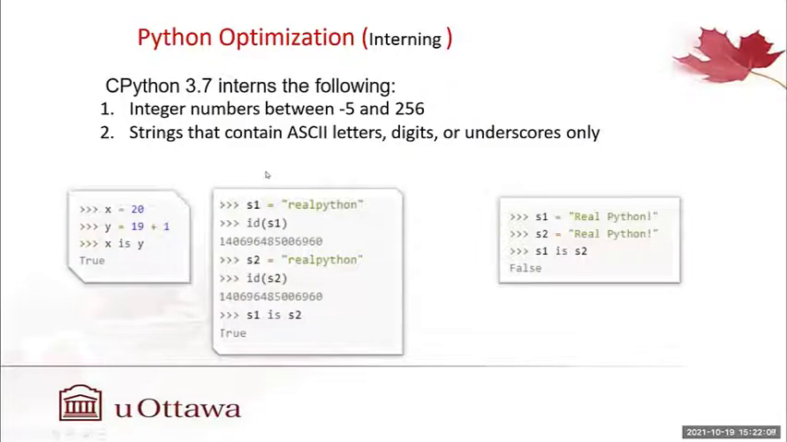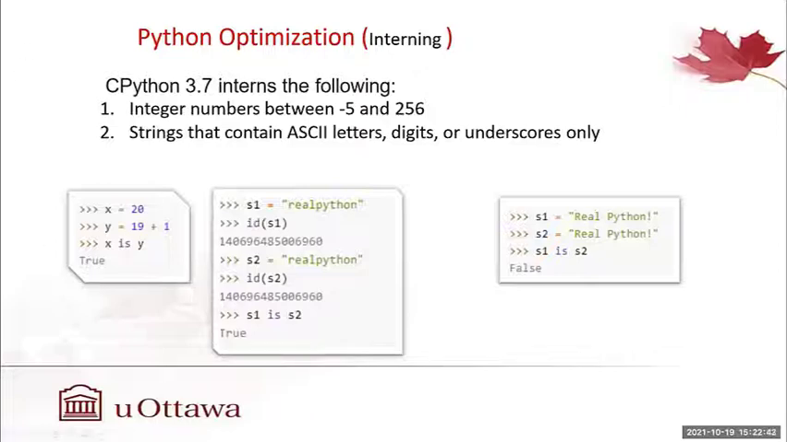Interning is reusing objects on demand instead of creating a new object. With integer interning, if the integers fall between -5 and 256, they will be interned. That means Python will assign the same memory location for X and Y. That's why when I do X is Y, it's going to give me true.